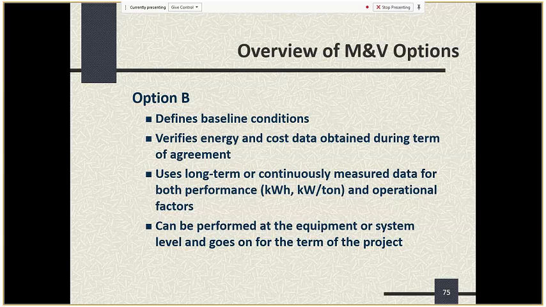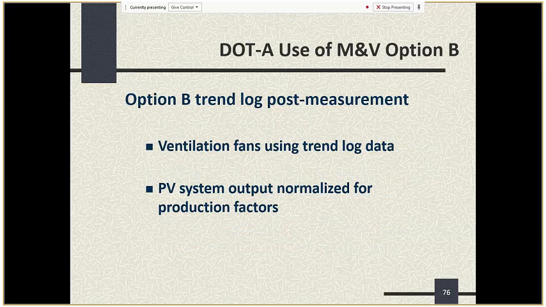It's typically performed at the equipment or system level and goes on for the term of the project. A good example here is the VFD for ventilation fans. But the nice thing is, it gives you a longer-term picture of the performance of savings. Let's go to slide 76, actually. Where did DOT use the M&V option B? Well, with your trend log post-measurement on the ventilation fans, but also the PV system normalized for production factors like solar irradiance. So those are a couple examples.